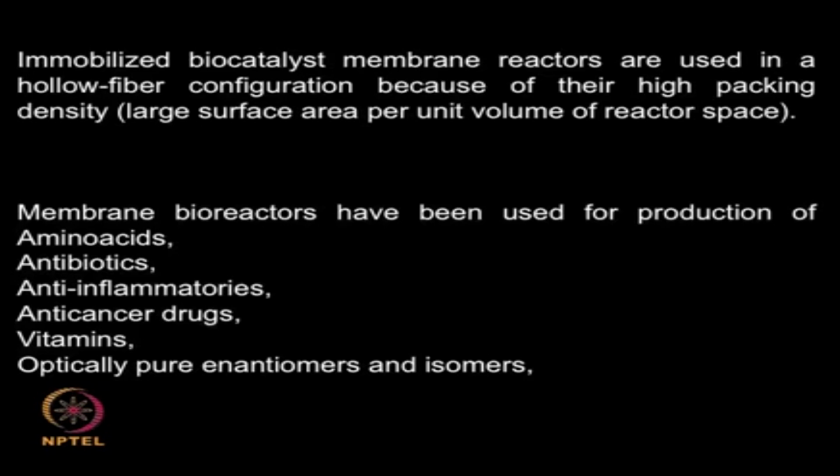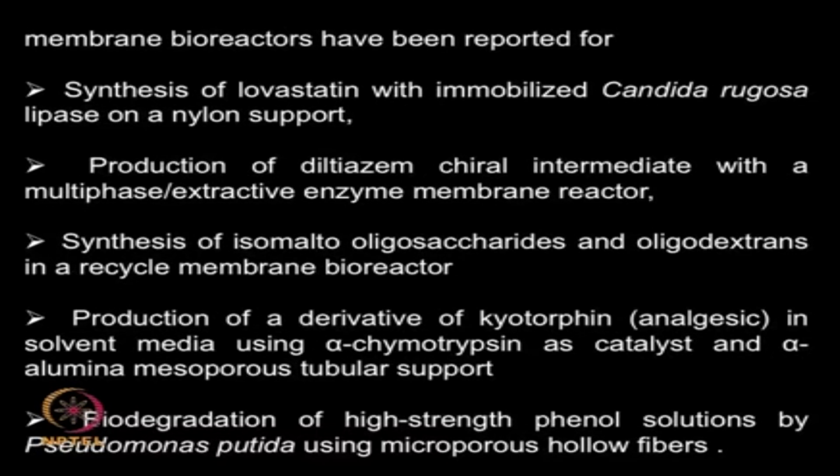So they are used in a hollow fiber configuration. You can have a hollow fiber and your enzyme could be immobilized inside of the tubes. So we can have a very high packing density, that means large surface area per unit volume. They are already being used in production of amino acids, antibiotics, anti-inflammatory compounds, anti-cancer drugs, vitamins, optically pure enantiomers and so on actually. So a lot of applications are slowly coming up in the market and I think it's because of its advantages they will be replacing quite a lot of the conventional reactor followed by separators actually.